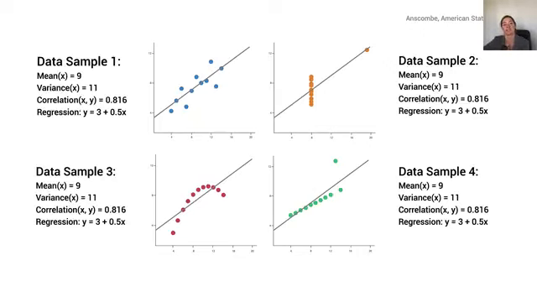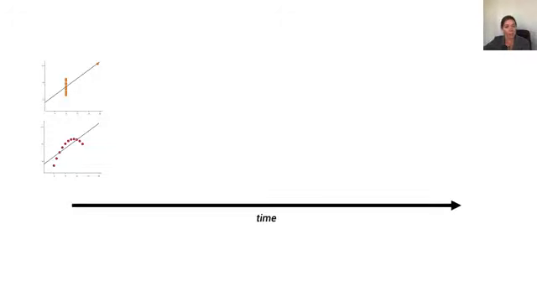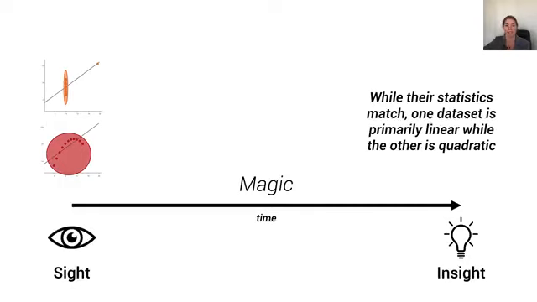Well, what's happening here? What enables us to do this? If we look at these 2 scatter plots as a preliminary example, we process them over time. This time continuum starts with our sense of sight. Essentially, light from the red and the orange points goes into the eye and fires off a set of signals to start the process of interpreting this information. Then some magic happens, and after that, we develop our new insights or our new knowledge about that data. For example, we might say, well, their statistics match. One of these data sets, the orange data set, is primarily linear, while the other is quadratic.